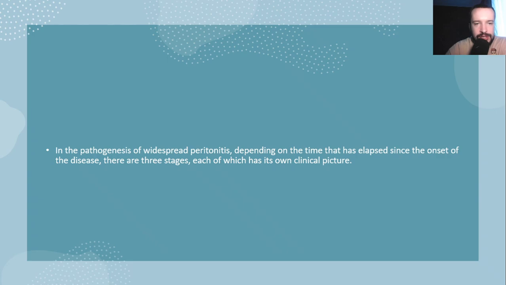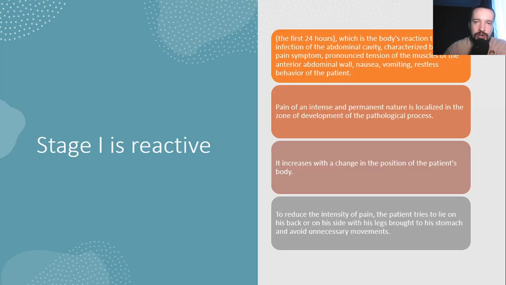In the pathogenesis of widespread or extended peritonitis, depending on the time that has elapsed since the onset of the disease, there are 3 stages, each of which has its own clinical picture. The 3 stages I didn't find in the English literature, just in Russian literature, and it is really important for you to remember this because it will help you to save your patients.